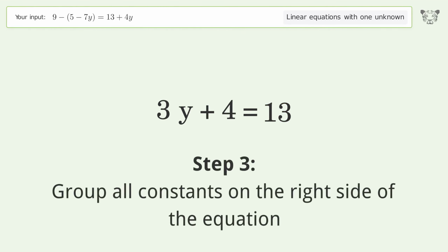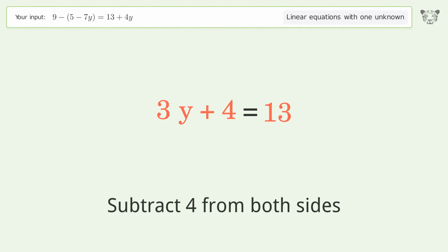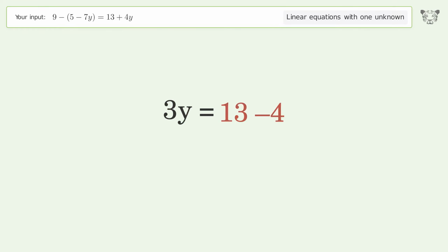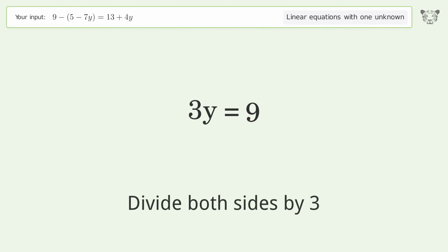Group all constants on the right side of the equation. Subtract 4 from both sides. Simplify the arithmetic. Isolate the y. Divide both sides by 3.